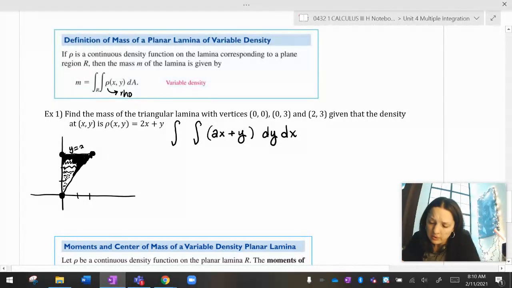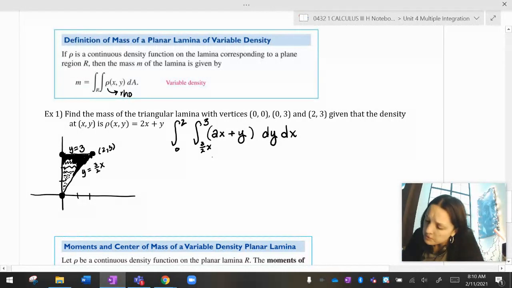This would be the line y equals 3. That would be my top curve. And if this is the point 2, 3, and it passes through the origin, this is y equals 3 halves x, so that would be my bottom curve, top to bottom. And then my x goes from 0 to 2.